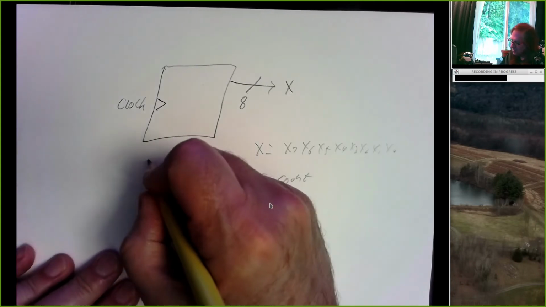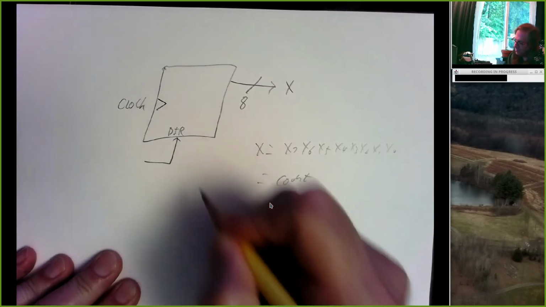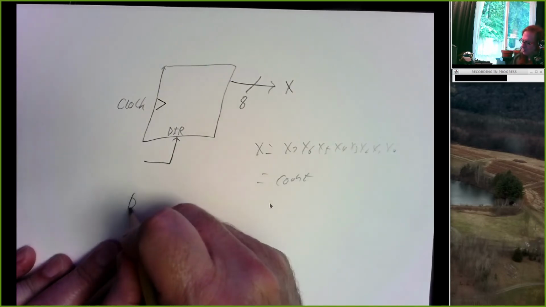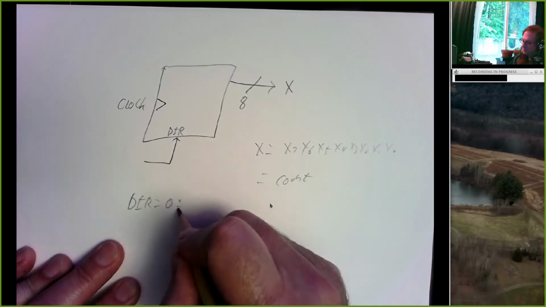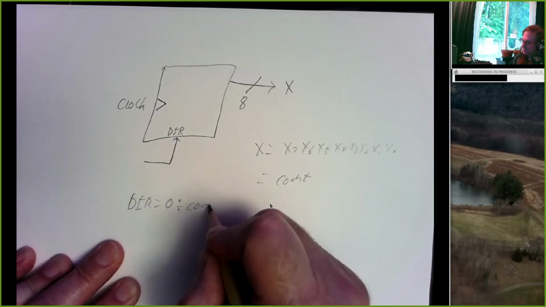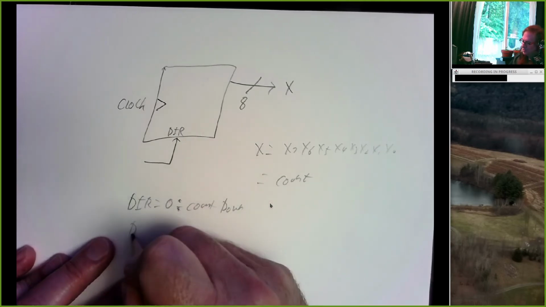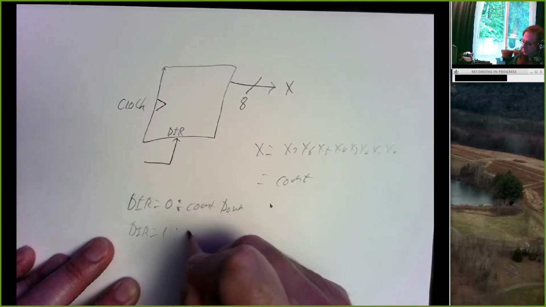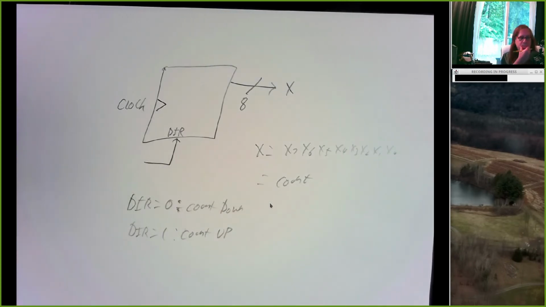And there's an input that we can call direction. We might say direction equals 0, count down. Direction equals 1, count up. So this is the circuit you want to build for experiment 2.